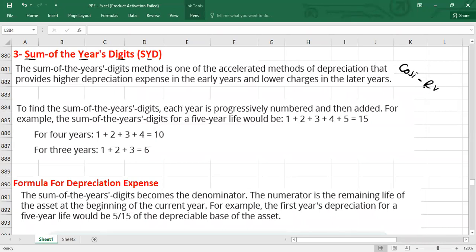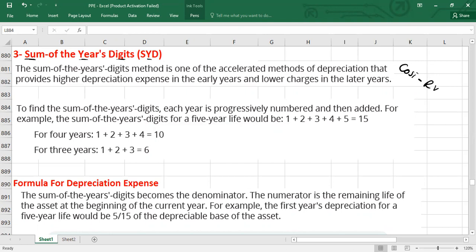And we can use different methods for depreciation. We can use the straight line depreciation method. We can use the declining balance method. We can also use the sum of years digit method. We can also use the units of production method. So here we go. We are going to talk about the sum of years digit method.